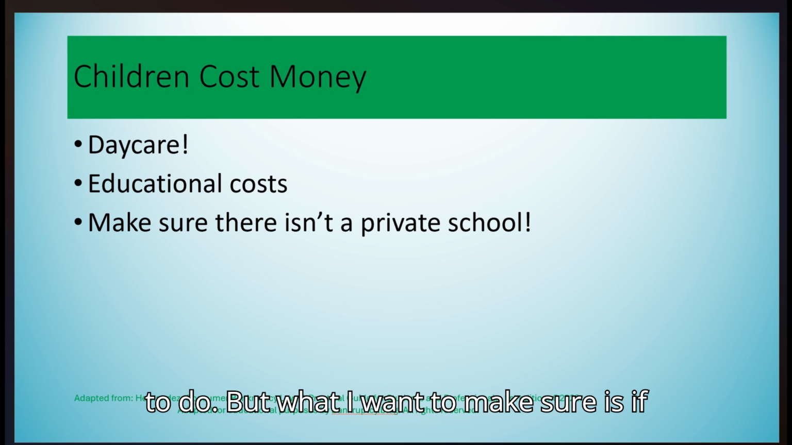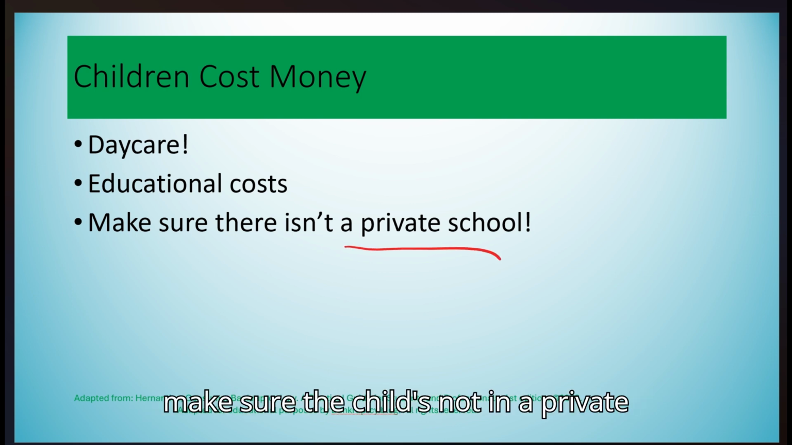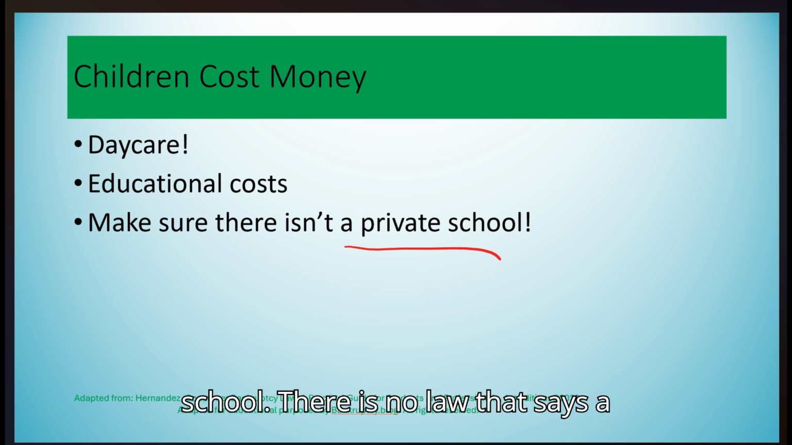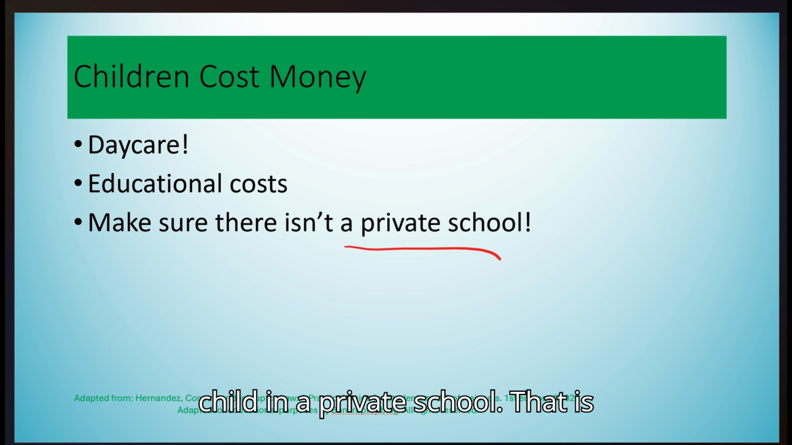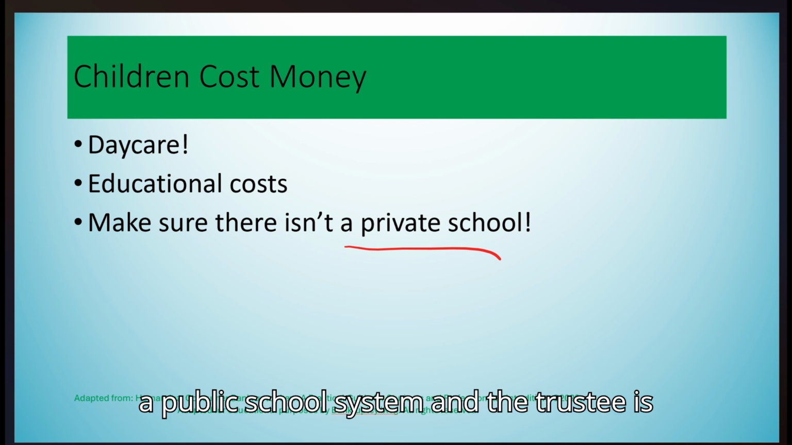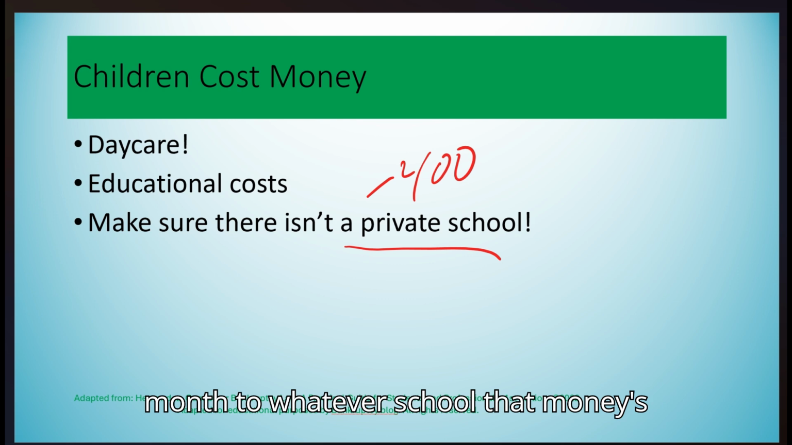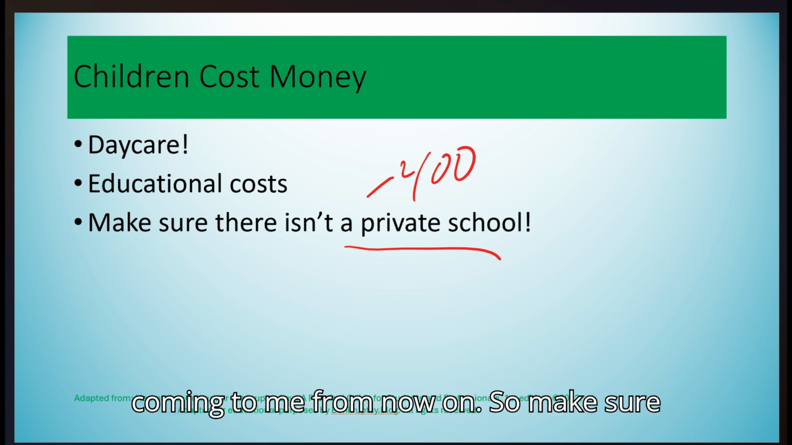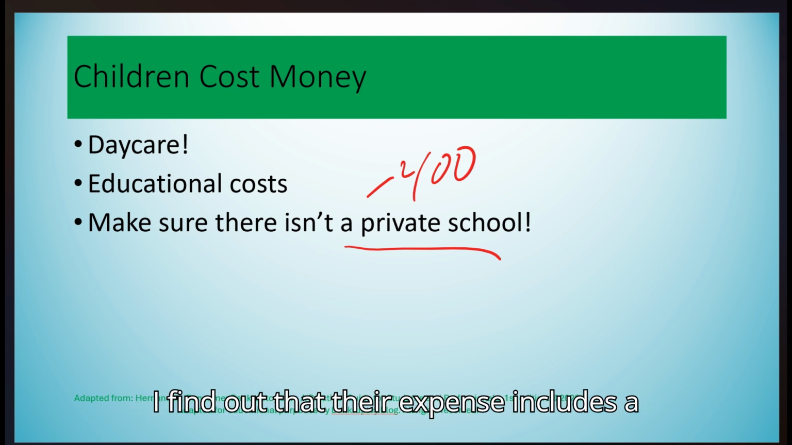But what I want to make sure of is, if that expense is too high every month, that the child's not in a private school. There is no law that says a trustee is obligated to let you keep a child in a private school. That is not obligatory. We have a public school system, and the trustee is going to say, instead of that $400 a month going to whatever school, that money's coming to me from now on. So make sure. I've sometimes had to reject clients when I find out that their expenses include a private school.